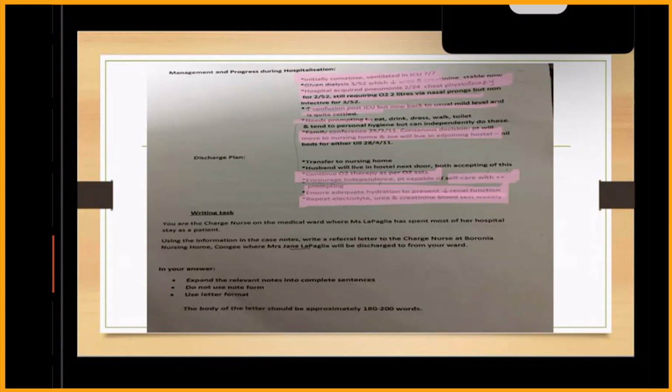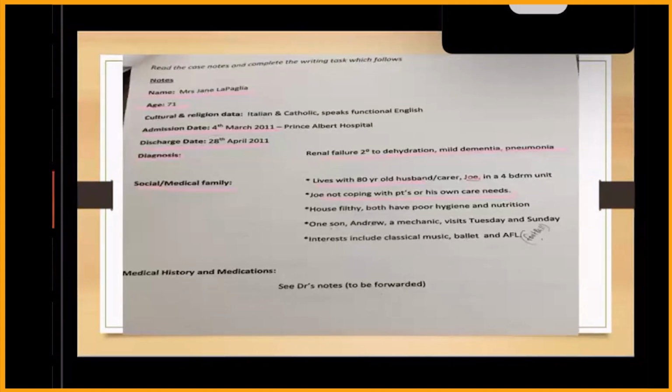Mrs. Lapagalia requires your assistance and continuity of care following her discharge today, following her renal failure secondary to dehydration. That should be written secondary to dehydration. Yeah, that is enough.